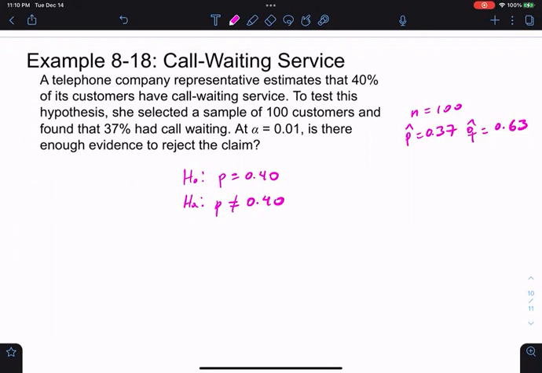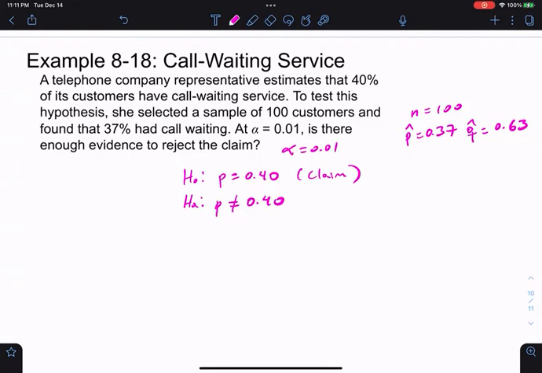So the claim is this: a telephone company representative estimates that 40% of its customers have call waiting service. To test the hypothesis, she selects a random sample of 100 customers and found that 37% have call waiting. At 0.01, is there enough evidence to reject the claim?